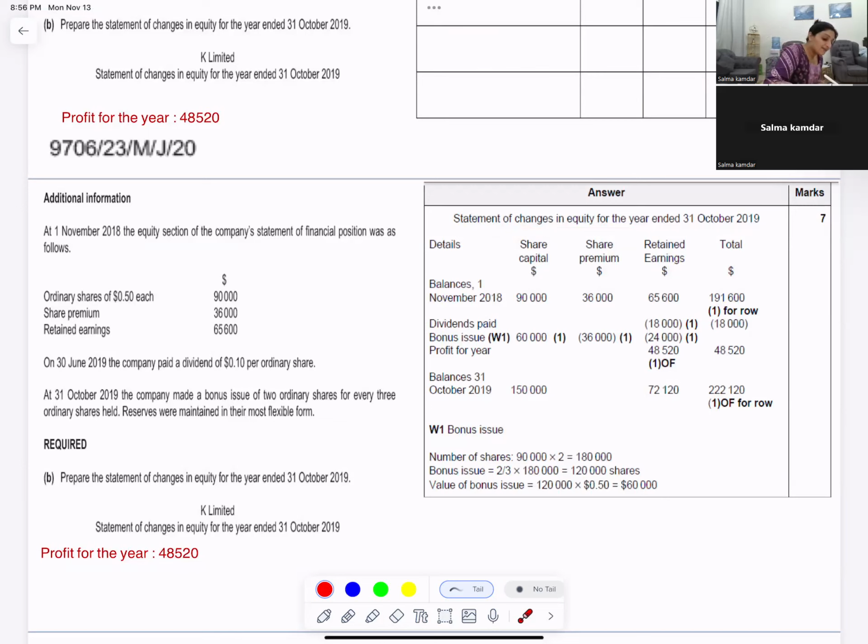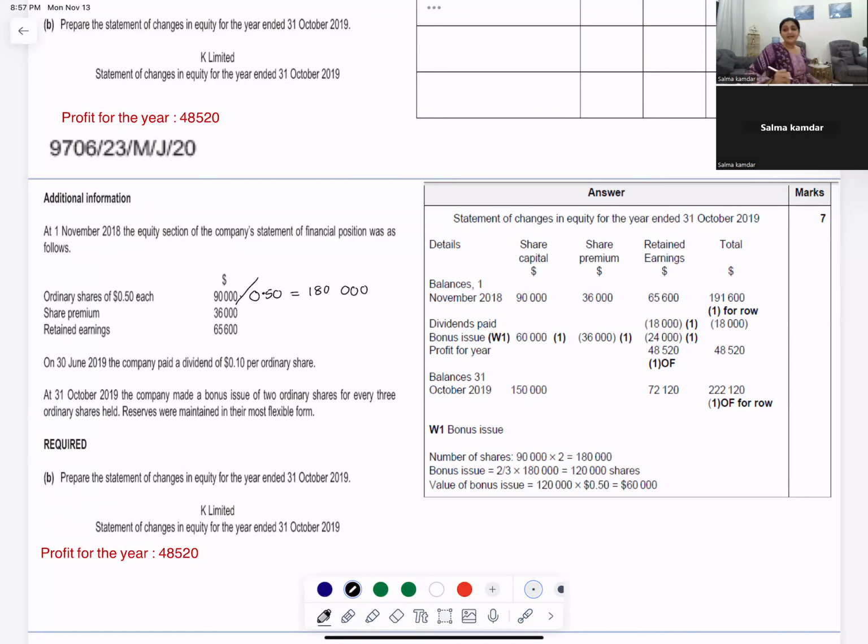Now you have share capital, share premium, retained earnings, total, and your statement of changes in equity for the year ended 31st October 2019. You are given your details on the 1st November 2018. You have the ordinary shares, you have the share capital. When you divide your share capital by the face value, you will get the number of shares issued. So the number of shares issued would be 90,000 divided by 0.50. So it would be 180,000 shares you have.